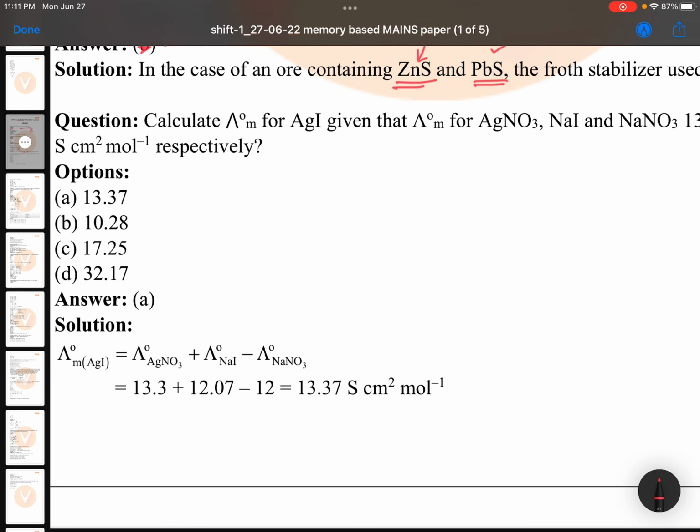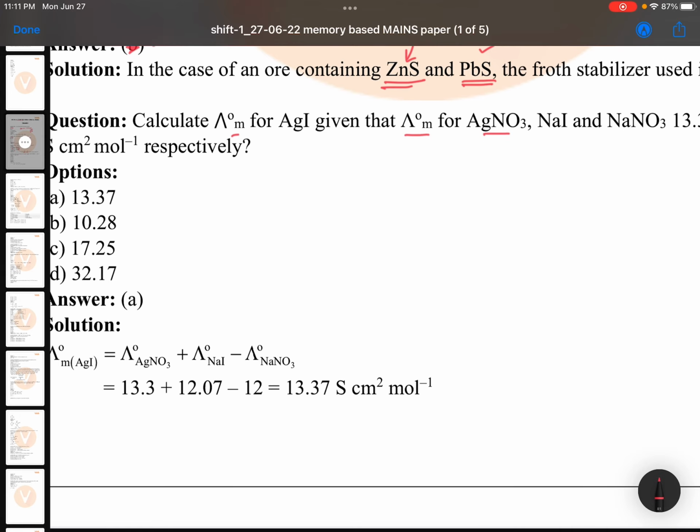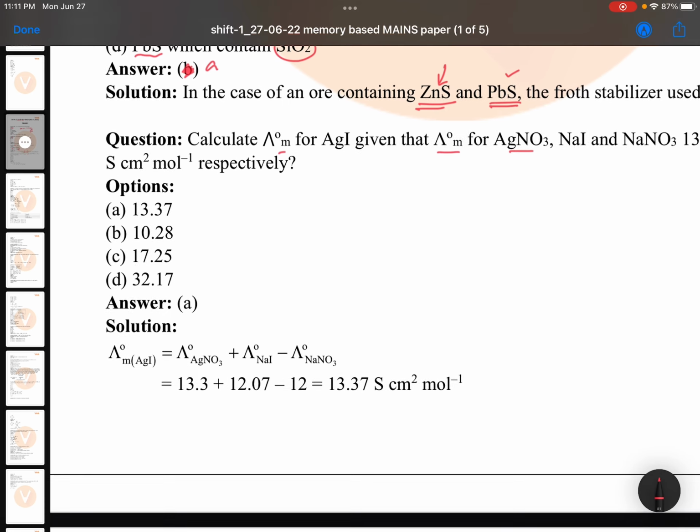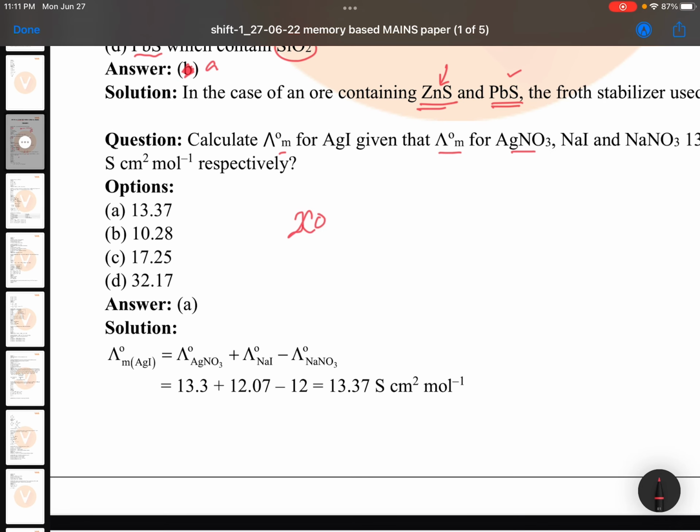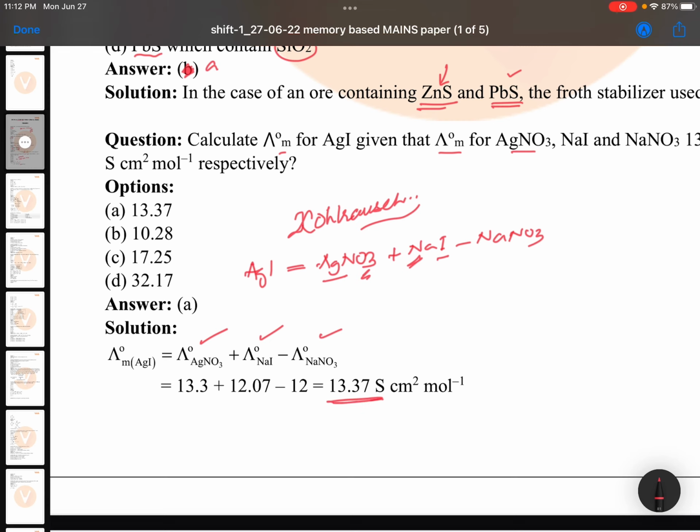Calculate lambda naught m for AgI. AgNO3, NaI, NaNO3 are given. Very simple, it is based on Kohlrausch law. Kohlrausch law is a very important law. In the previous days when the AIEEE exam was there, this was a very regular question every year. So for AgI, you need AgNO3 plus NaI. You get AgI and extra sodium and nitrate, so minus NaNO3. Very simple calculation: lambda naught of AgNO3 plus lambda naught of NaI minus lambda naught of NaNO3. You'll get the right answer.